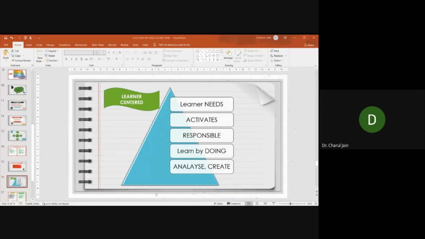Today's learner is much more responsible for his or her own learning. They are capable of learning on their own because knowledge is at their fingertips. They have to learn by doing. The learning objectives are to analyze and create rather than simply mugging up information.